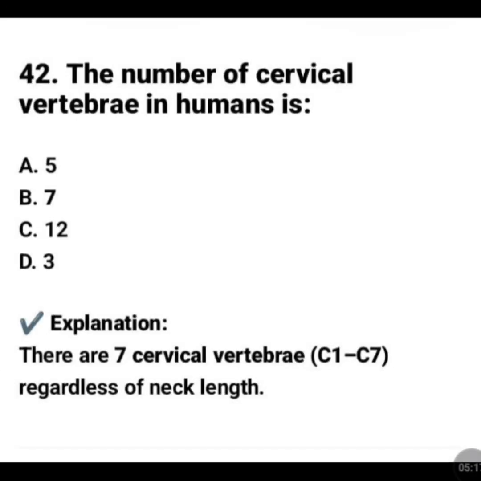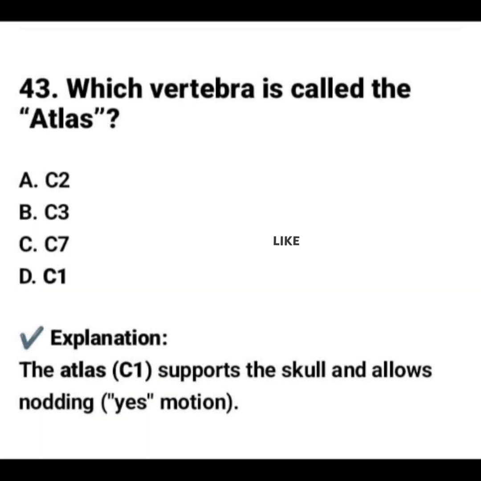The number of cervical vertebrae in human is 7. There are 7 cervical vertebrae regardless of neck length. Which vertebrae is called the atlas? The correct answer is cervical first vertebrae. The atlas supports the skull and allows nodding motion.